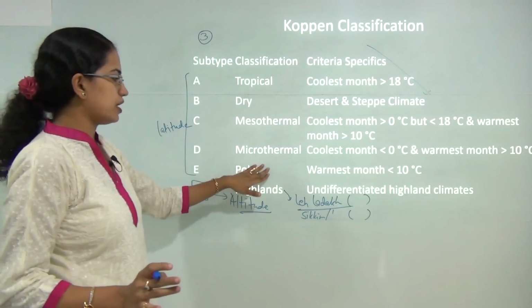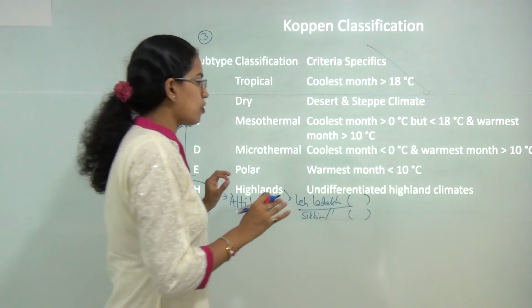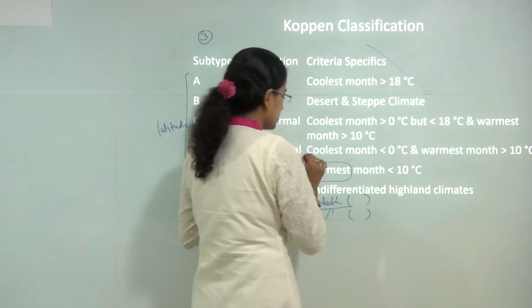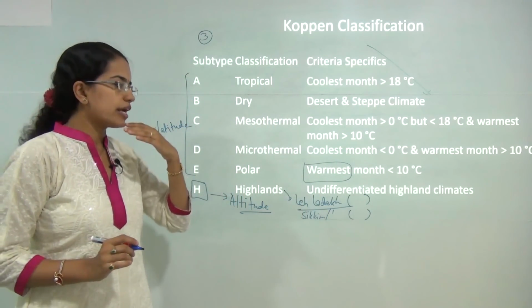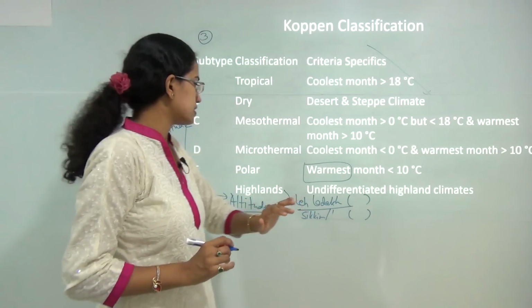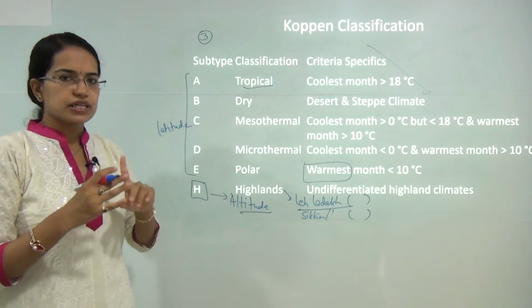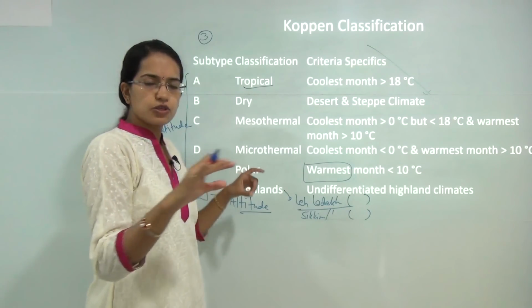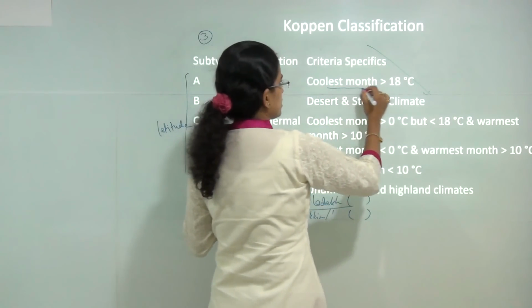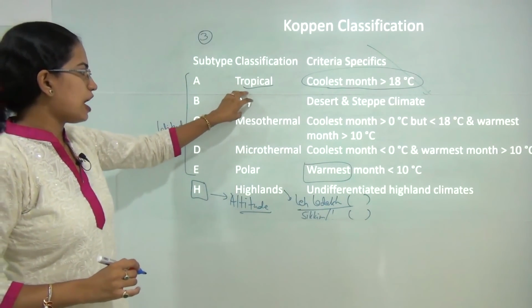So E is the polar. The polar regions, he said, will never have any warmest month with a temperature of more than 10 degrees Celsius. So any month in the poles will have a temperature of less than 10 degrees Celsius. The tropical region is a region of very high temperature and high humidity near the equatorial belt, and the coolest month would be more than 18 degrees Celsius. Then you have dry climate.